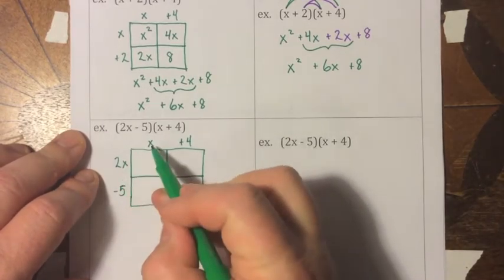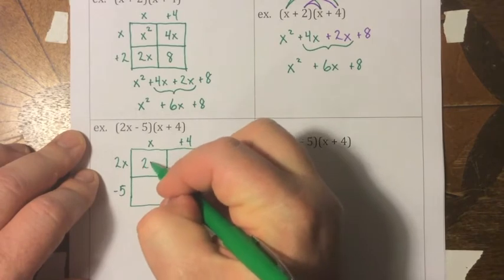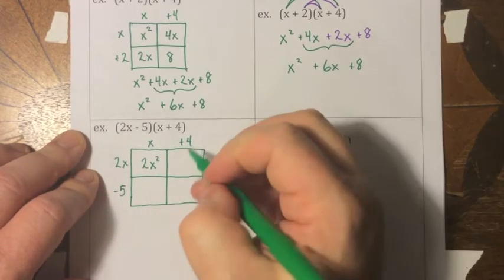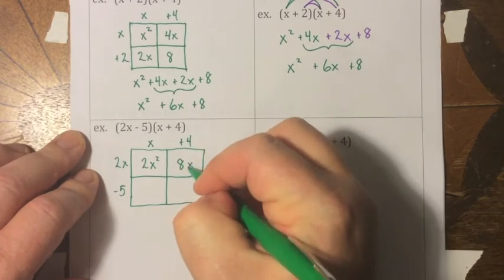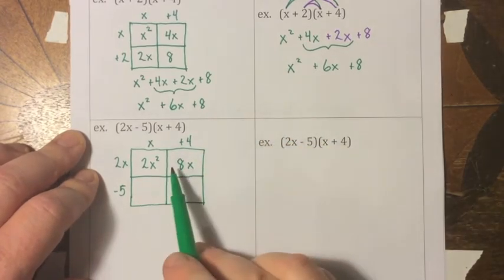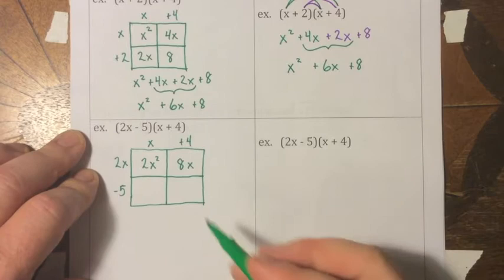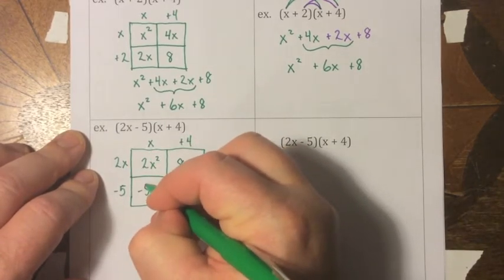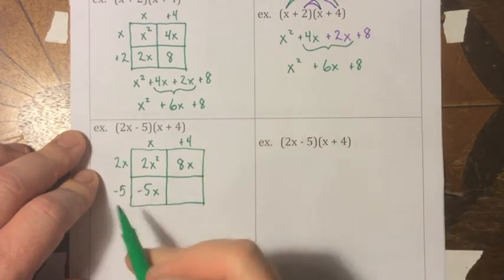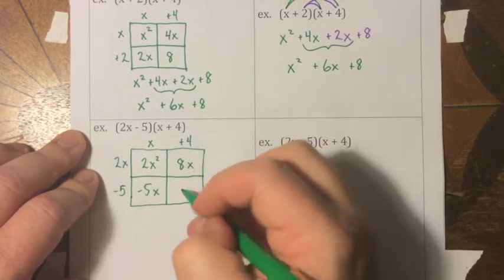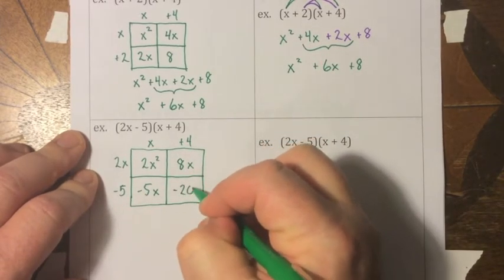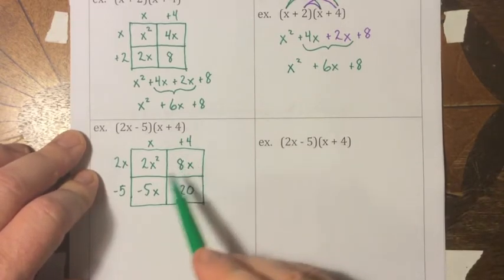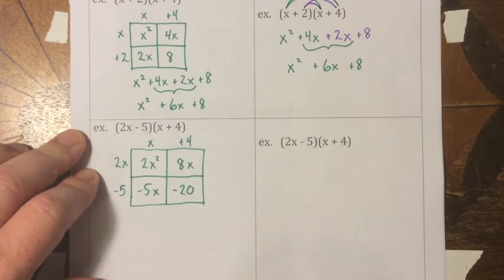When I multiply 2x times x, I'm going to get 2x squared. When I multiply 2x times 4, I'm going to get 8x, positive 8x. You could put a plus sign in front if you'd like. I'm choosing not to. Negative 5 times x is going to be negative 5x. And lastly, negative 5 times 4, which is going to give me a negative 20. Make sure that if you do have a negative sign that you include that in there because you will not remember later on.